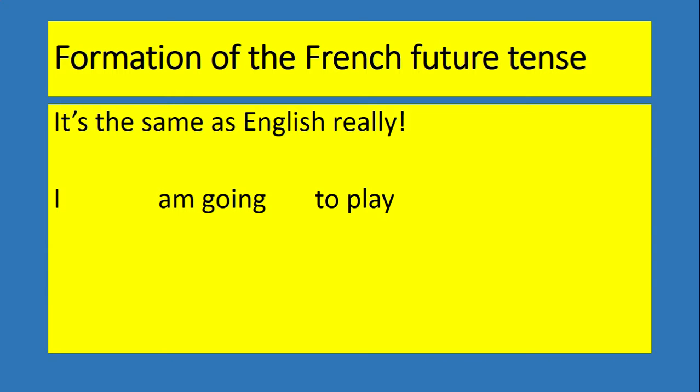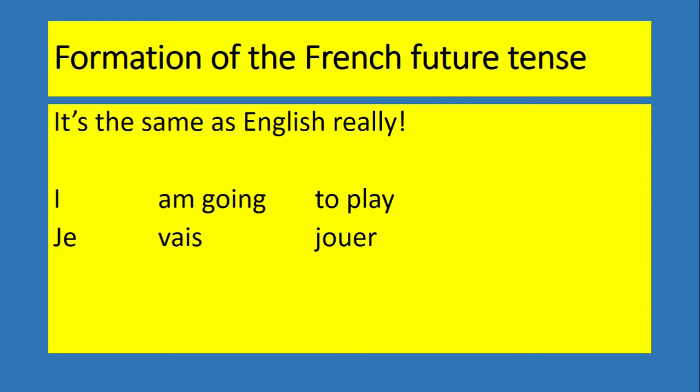So: I am going to play. Let's say that's the verb phrase we want to translate. The French for I is the pronoun je. Je vais is the present tense. It means I go and I am going.